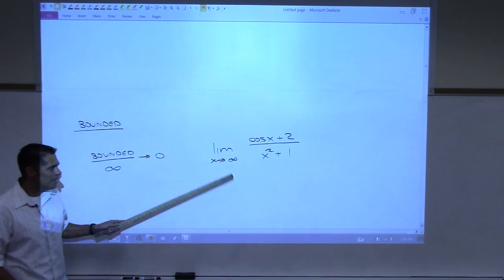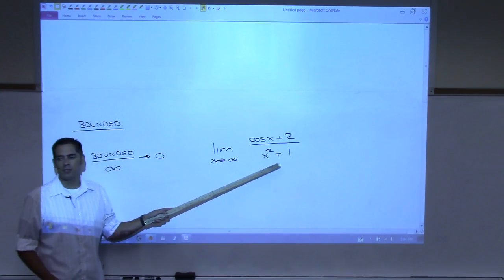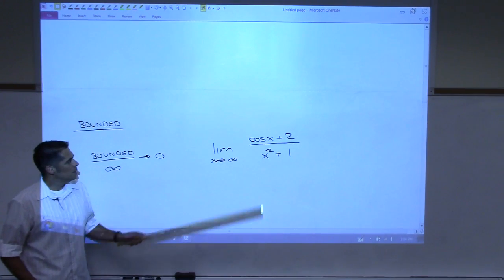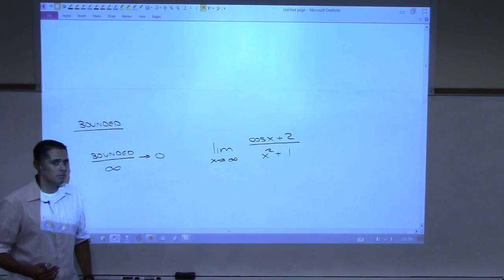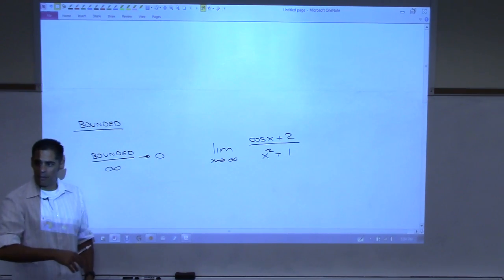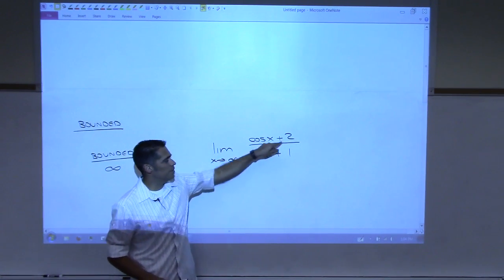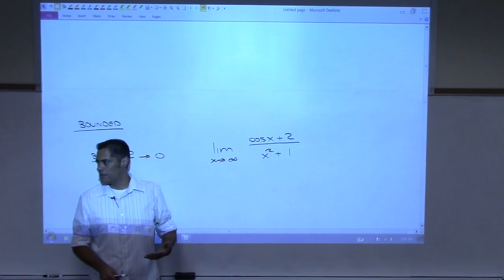So we'll look at this. We let x go to infinity. Of course, the denominator is going to infinity, right? The numerator, though, is not going to infinity. It's not going to 0. It's oscillating back and forth. This is the cosine function. It's been shifted up 2. But it's still bounded, isn't it?